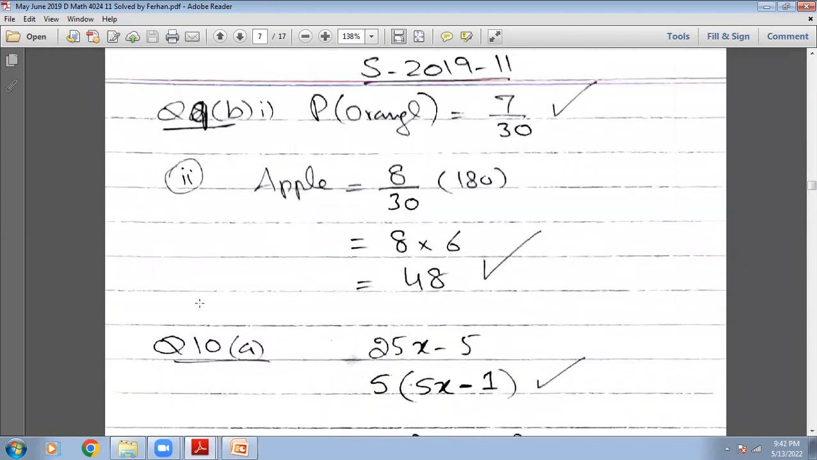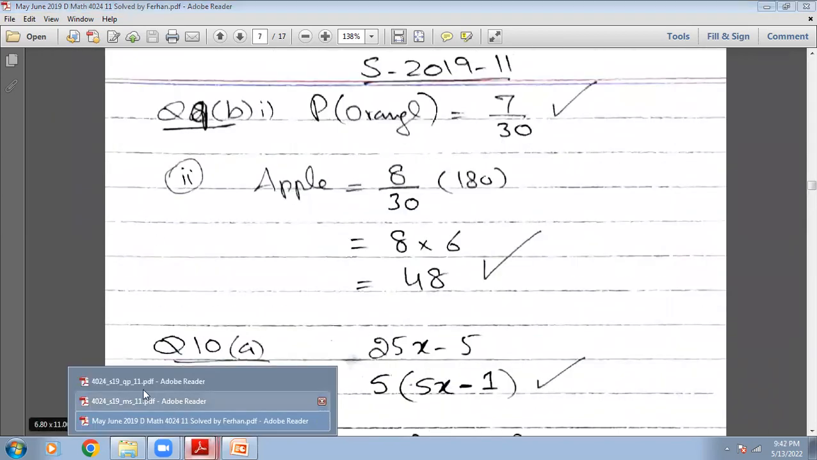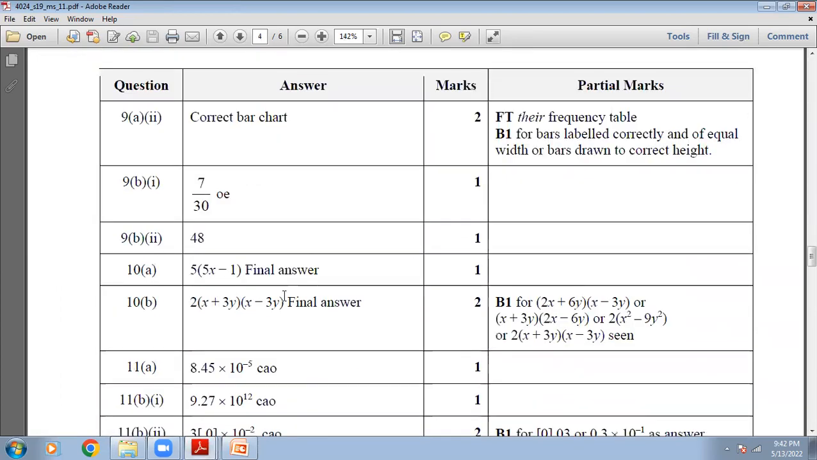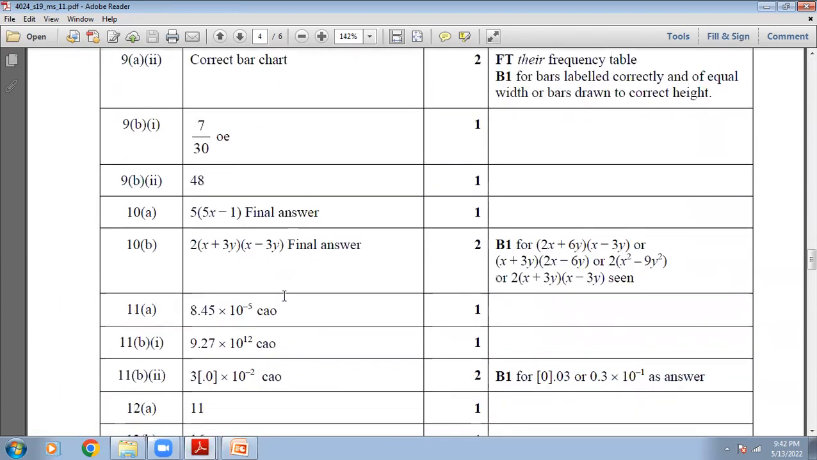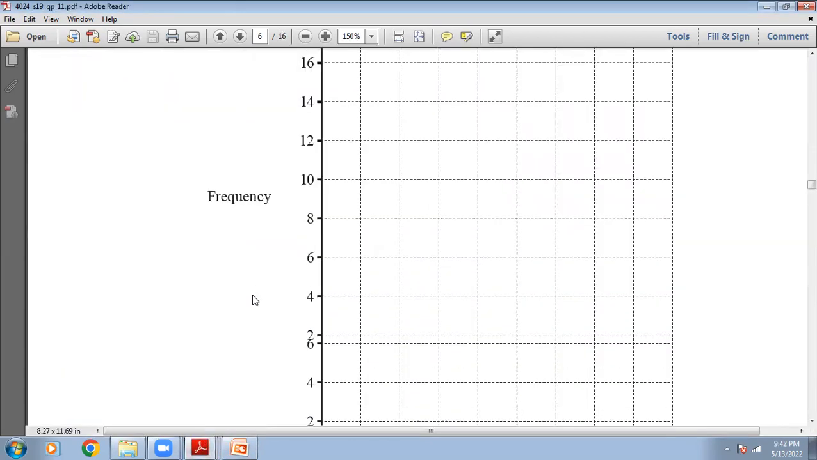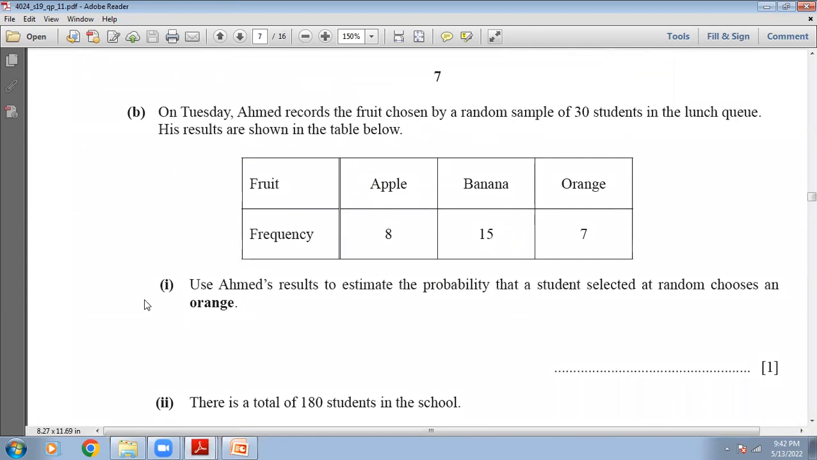Okay, so we are going to the next question. The next question coming up on your screen is question number 9. So net completed correctly. You can see this marking scheme. Our answers are right. Correct bar chart. So our answer is right. Okay. Then we have more questions on question number 9. This is question number 9, part B.